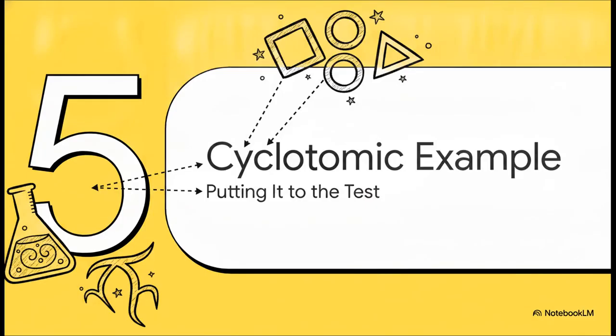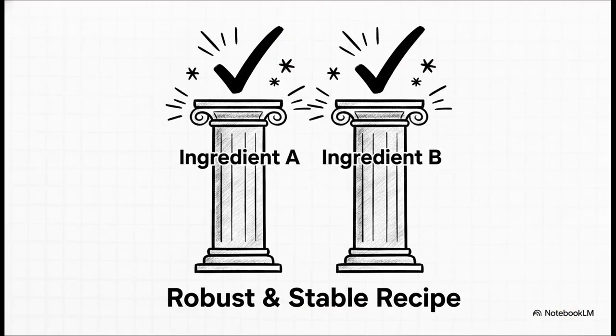Let's move into our final section, section 5, the cyclotomic example, putting it to the test. Let's put our entire 2-ingredient recipe to the test with a classic real-world application. Let L be the rational numbers adjoined with zeta, a primitive q-th root of unity, and let M be the rational numbers adjoined with zeta to the power of q. We want to know, is this extension L over M Galois?